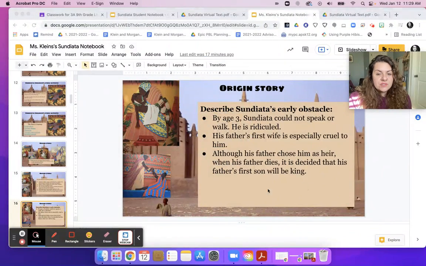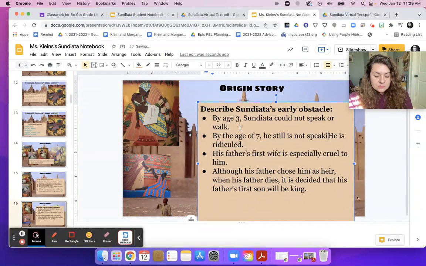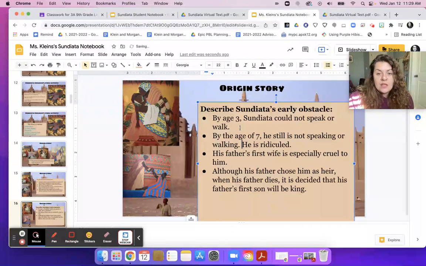All right, so this is the end of Sunjata's origin story. His early obstacle: by the age of 3, he could not speak or walk. By the age of 7, he still is not speaking or walking. He is ridiculed. His father's first wife is especially cruel. His father chooses him as heir, but then when his father dies, it is decided that his father's first son will be king. So essentially, Sunjata is passed over to be king, even though those were his father's wishes, because of his disability.